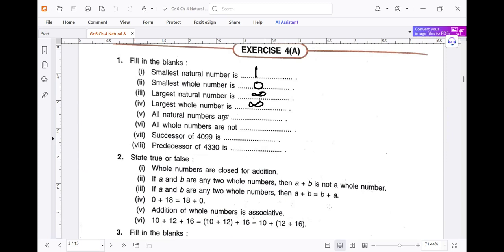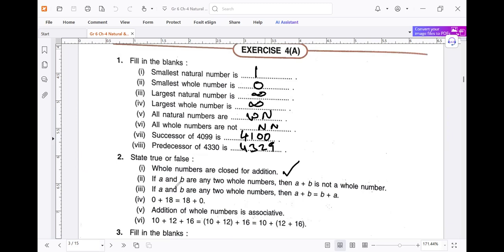All natural numbers are whole numbers, right? All natural numbers are also whole numbers, right? All whole numbers are not natural numbers, because 0 is not there. The successor of 4099 is 4,100, not 4,000 or 5,000. And the predecessor of this is 4329. Correct.